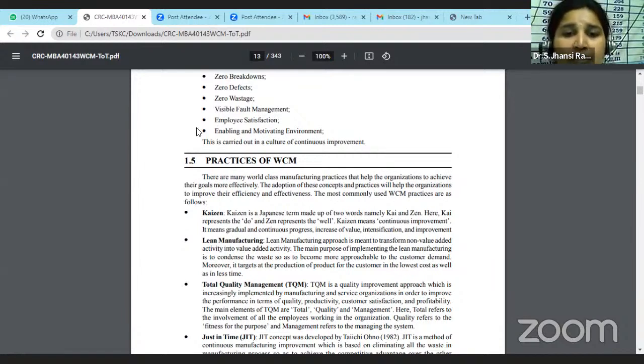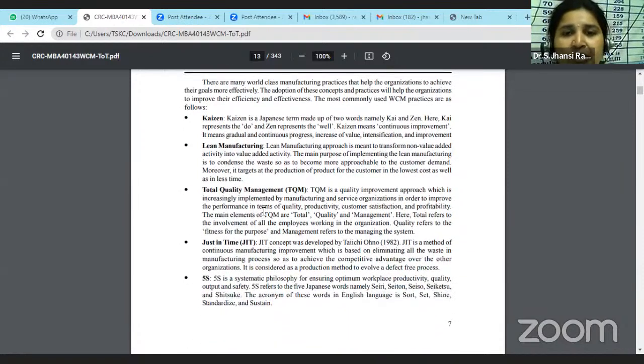How can it be? The first one is Kaizen. Kaizen is a Japanese word. Kai means do, Zen means well. So Kaizen means continuous improvement. It means gradual or continuous progress, increase of value, or intensification or improvement. That is Kaizen, a commonly used practice. So always we try to increase the value or continuously progress ourselves. Next one is lean manufacturing. Lean manufacturing also actually is covered in one more block, but still a brief introduction has been given.